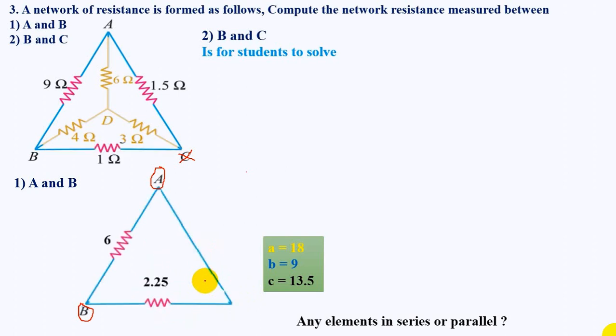And here is the solution. Again, what do you do? For the next step, check if they are in series. The answer is no, none of the elements are in series. Then check if they are in parallel. Yes, these two are in parallel. How? Between A and B, 6 and 2.25 are in parallel. They share common boundaries. 2.25 has two ends, one connected to B and the other end connected to A. Thus they are in parallel, and your answer is 1.636 ohms.